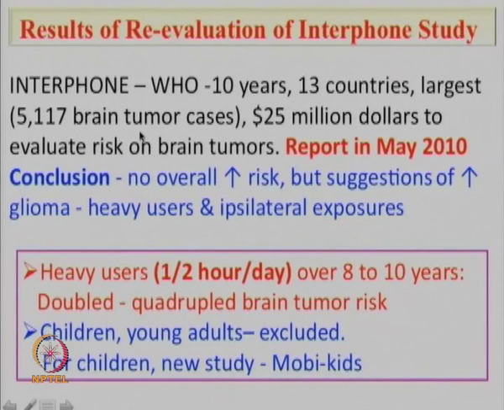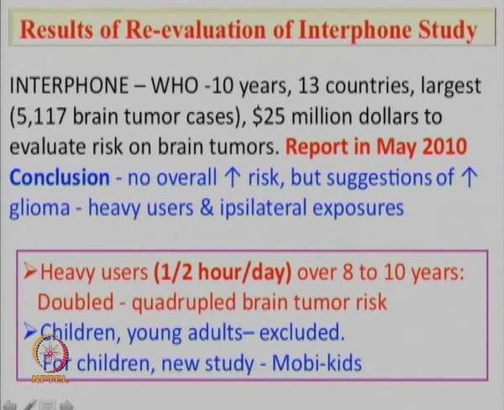Now, that is why I said, if you use a cell phone for a longer time and you are feeling headache, that could be the earlier stage and this could be the last stage here. And of course, $25 million were spent, and roughly 1/3 of this money came from cellular operators.